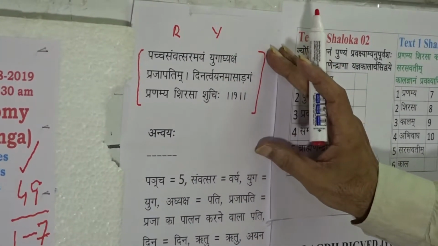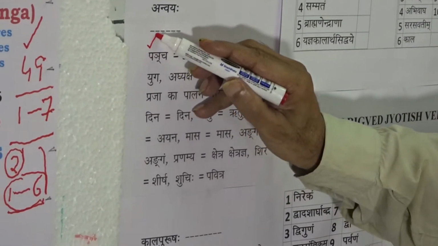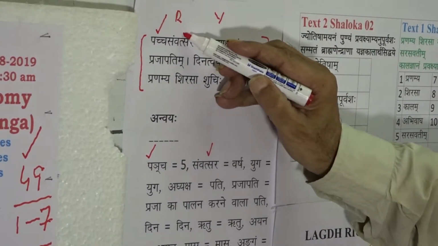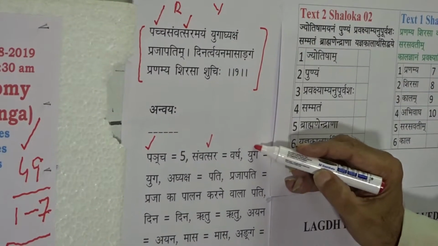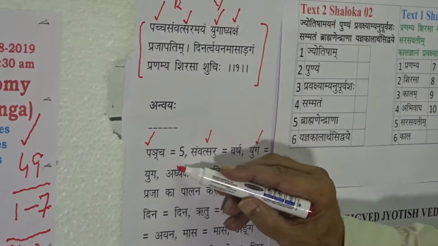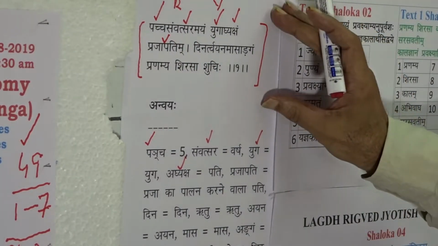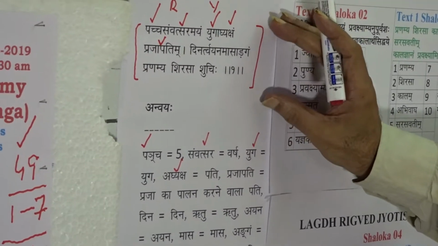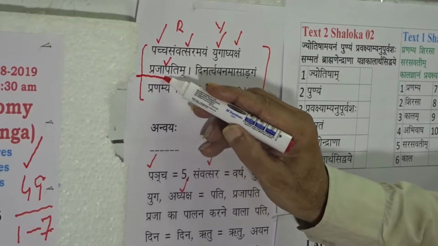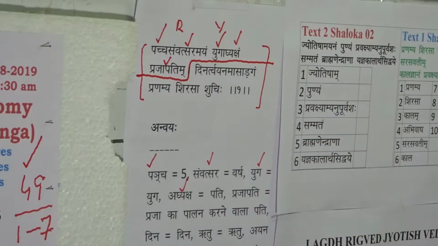Shloka 1 is the text which is having first formulation Panch, the second formulation is Sanvanstar, third formulation is Yug, fourth formulation is Adhyaksh, fifth formulation is Parjapatim. Shloka 1 is of 2 parts. The first part of the text of Shloka 1 is a setup of 5 formulations.